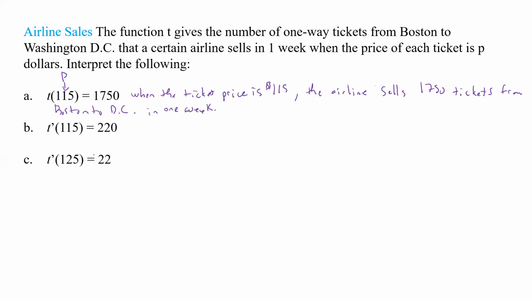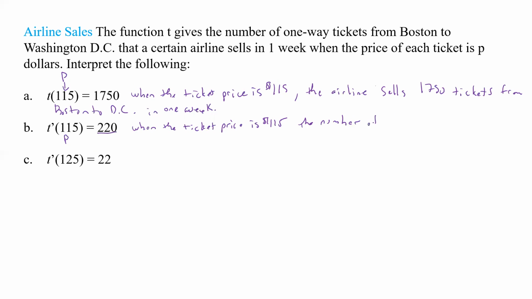Okay. Now, this one is saying, okay, well, our ticket price again is going to be $115, but now we're finding the derivative of it. So we need the instantaneous amount. And so this is what is changing. It's changing at this rate. So what we're going to say here again is when the ticket price is $115, now what's going to happen? The number of airline tickets, basically, because now we don't know how many we sold. We just know it's going to be increasing or decreasing, and it's going to be increasing by that many.